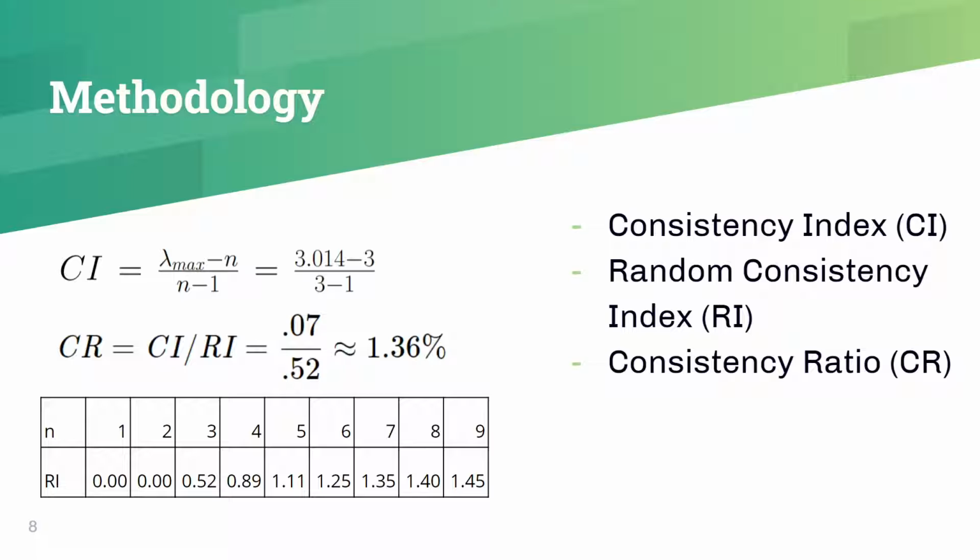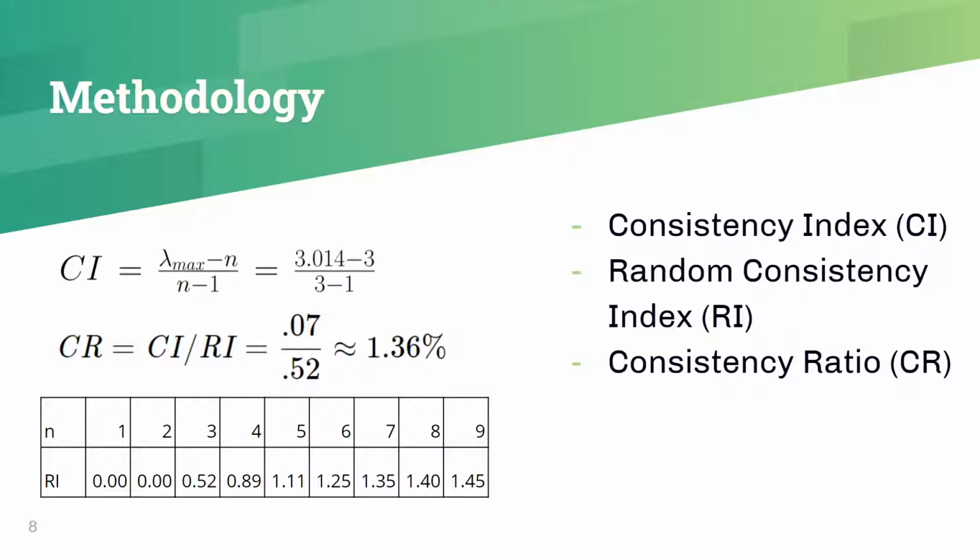Finally, the consistency index, or CI for short, is calculated by taking the principal eigenvalue, subtracting the order of the matrix n, and then dividing by n minus 1. In this case, we have n equals 3 and can calculate the corresponding value. Next, we can calculate the consistency ratio, or CR for short, by dividing the consistency index by the random consistency index, which is a value determined by n according to the chart below.